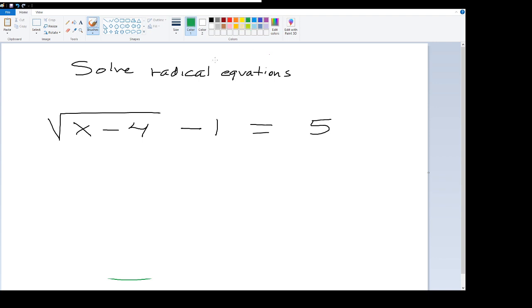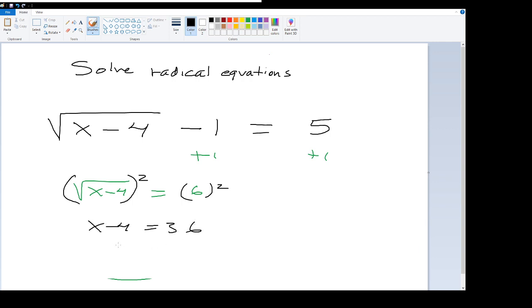So here what we do is, before we touch anything in the square root symbol, I have to get rid of the negative 1, so I add 1 to both sides. I have the square root of x minus 4 is equal to 6. Now again here, let's get rid of that square root, and the way we do that is by squaring both sides. So this becomes x minus 4 is equal to 36. We add 4 to both sides, and x is equal to 40. Okay, let's look at a couple more examples.